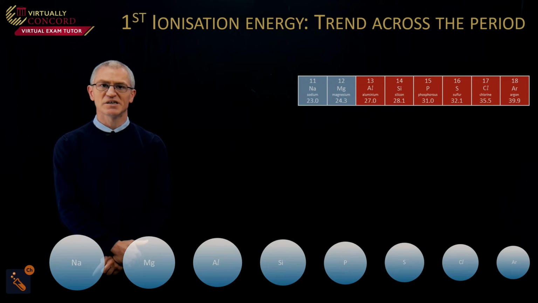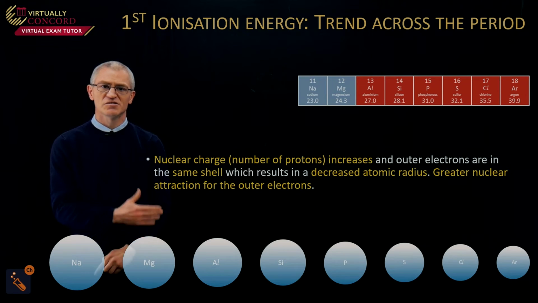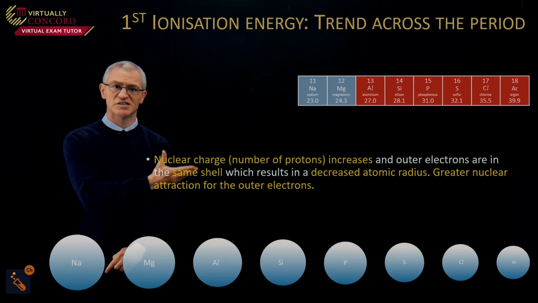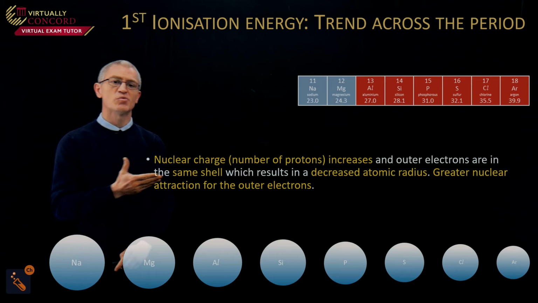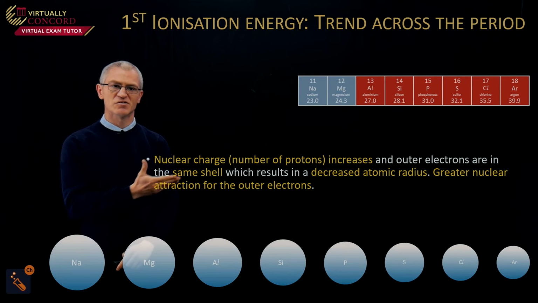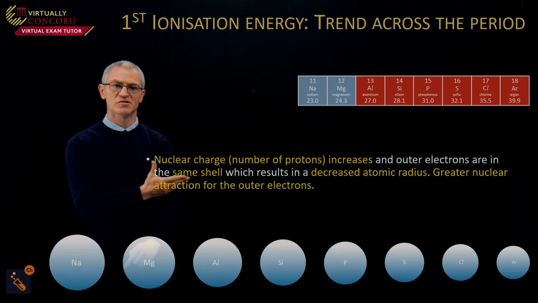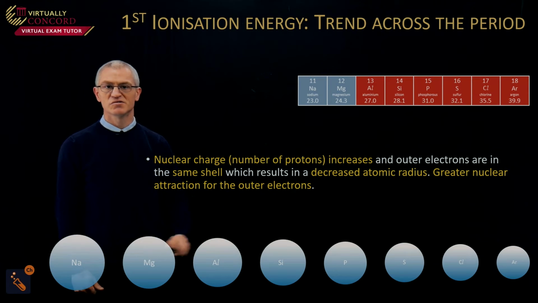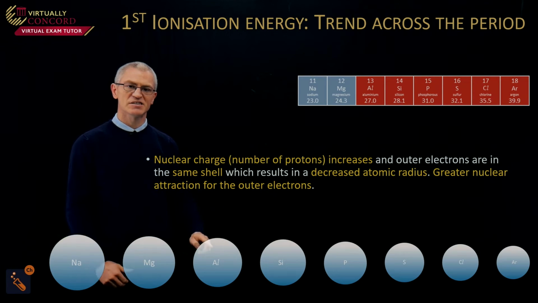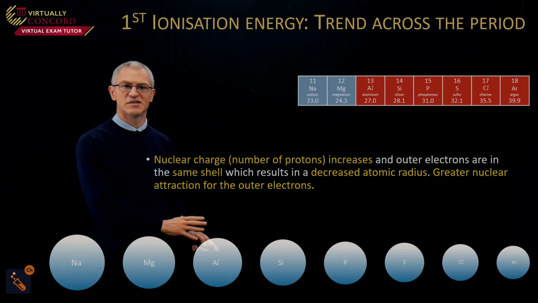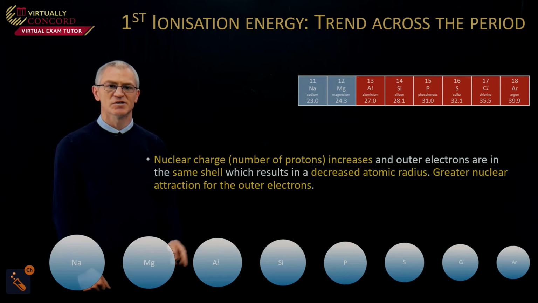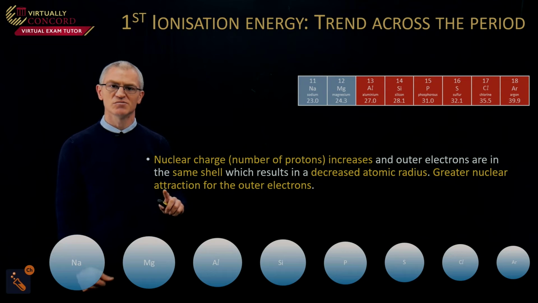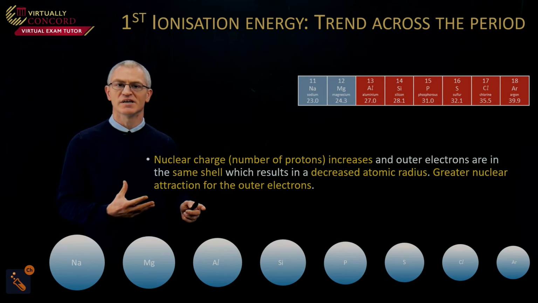As we get smaller, that's because the nuclear charge increases, as in the number of protons increases. Remember, the electrons are going into the same shell. So the reason this decreases is because the proton number, the nuclear charge as such, is increasing, but the electrons are going into the same shell, so it's decreasing in atomic radius. So we say here decreased atomic radius. That means there is greater nuclear attraction for the outer electrons.